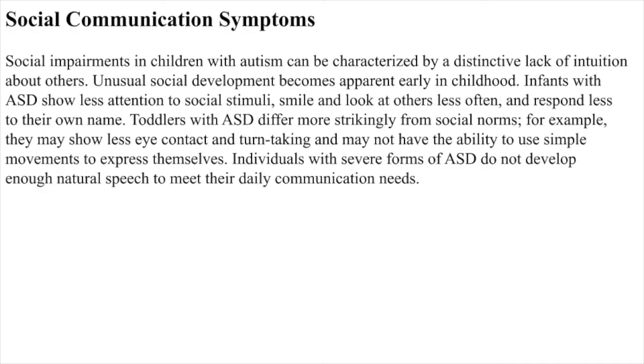Social communication symptoms. Social impairments in children with autism can be characterized by a distinct lack of intuition about others. Unusual social development becomes apparent early in childhood. Infants with ASD show less attention to social stimuli, smile and look at others less often, and respond less to their own name. Toddlers with ASD differ more strikingly from social norms. For example, they may show less eye contact and turn-taking, and may not have the ability to use simple movements to express themselves.